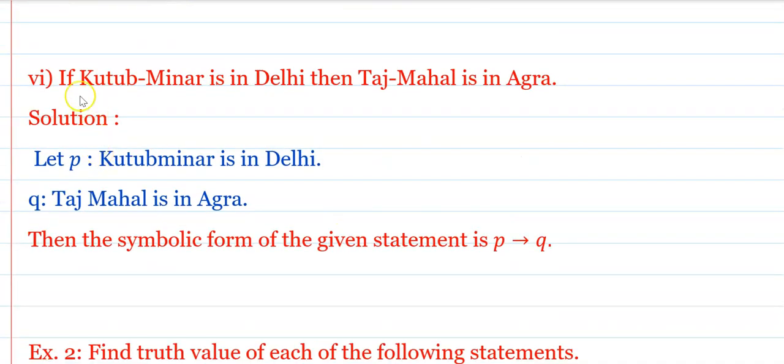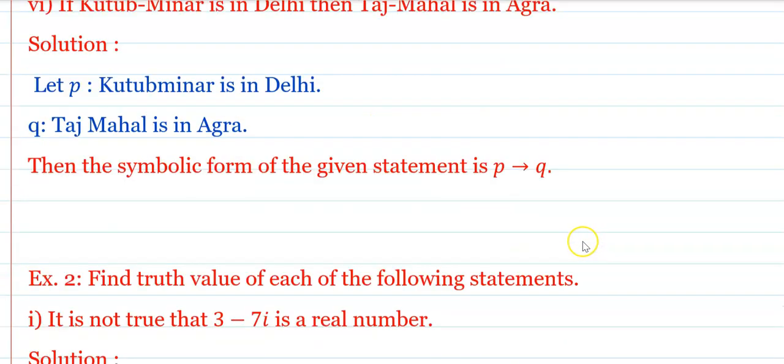Next, if the Qutub Minar is in Delhi, then Taj Mahal is in Agra. Okay. P means Qutub Minar is in Delhi. Q, Taj Mahal is in Agra. Then the symbolic form of the given statement, since it is if then, is P implication Q. Okay. Again here there is no negation, that is as it is.